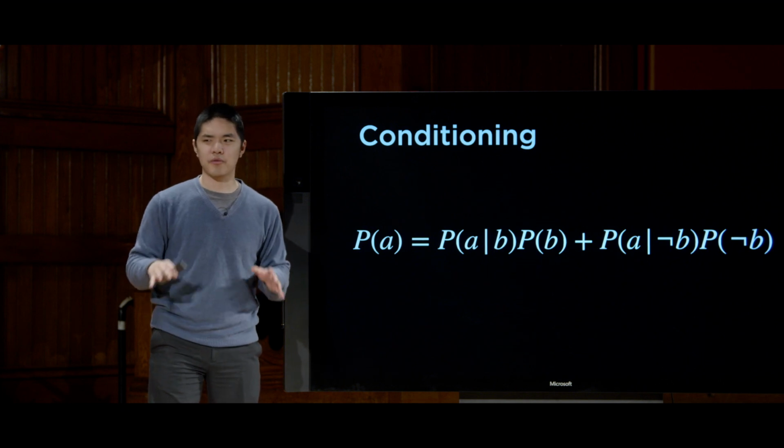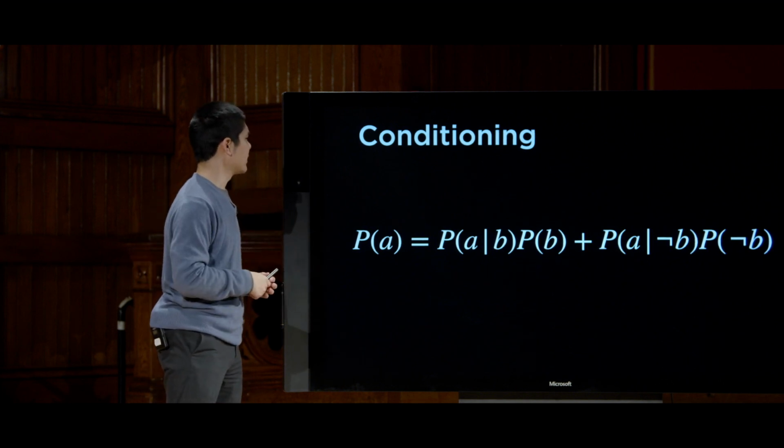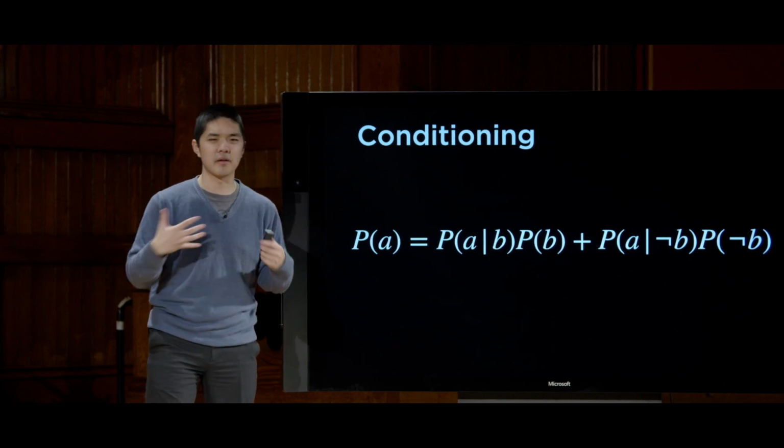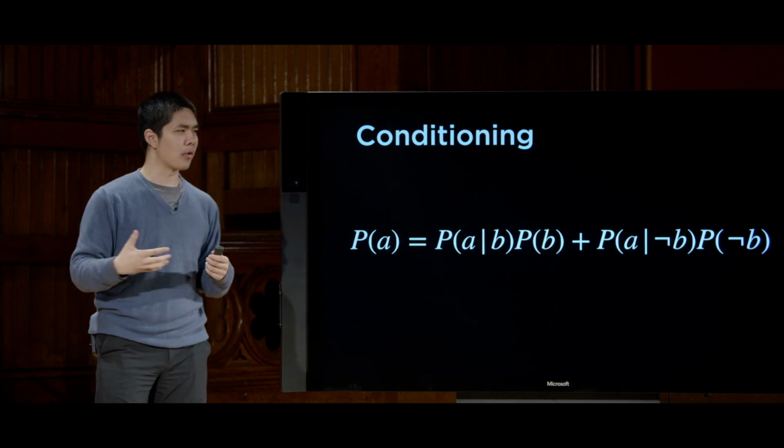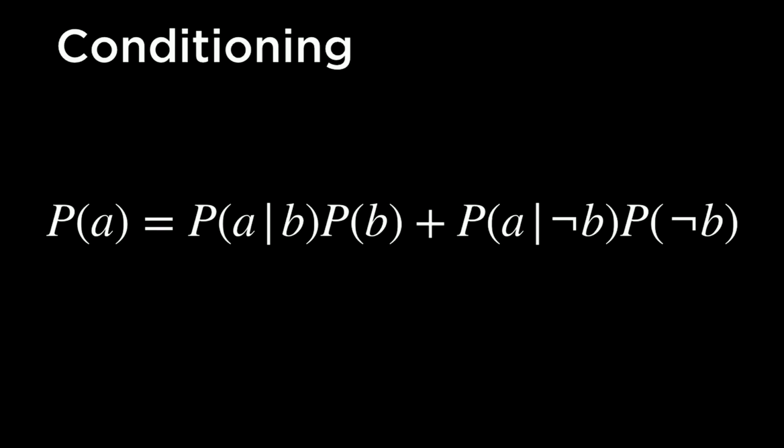The last rule we'll take a look at before transitioning to something a little bit different is this rule of conditioning, very similar to the marginalization rule. It says that, again, if I have two events A and B, but instead of having access to their joint probabilities, I have access to their conditional probabilities, how they relate to each other.